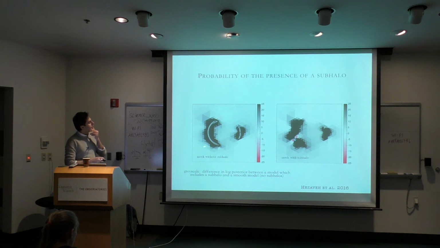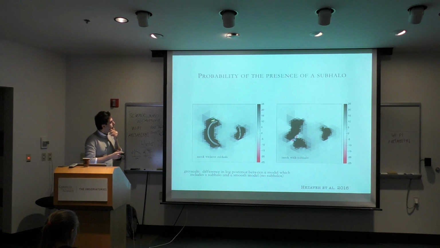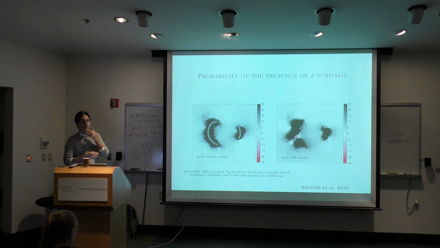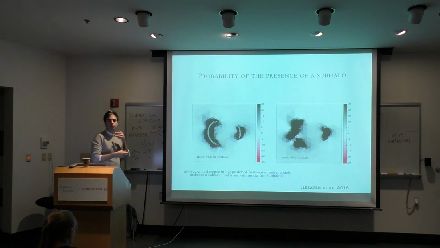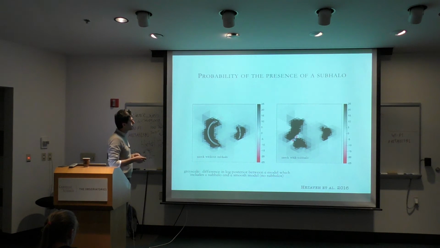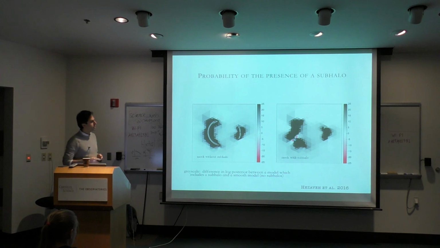In this case, you can see there is no subhalo, and every black here is basically ruling out the presence of a subhalo by something like the square root of whatever that is. Over this area, we're looking at at least 5 sigma exclusion of a subhalo. In the right panel, there's a subhalo in the mock at that blue circle position, and the red shows that you get an improvement of about 4 or 5 sigma at the position of the subhalo. So we can actually detect the subhalo at that location.